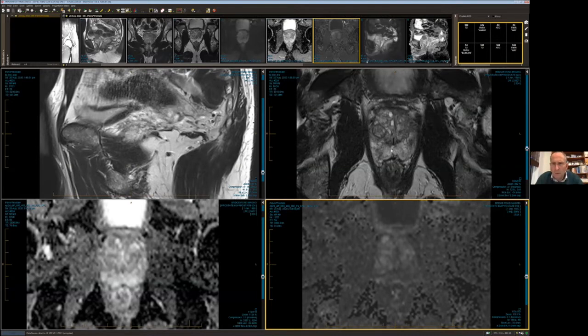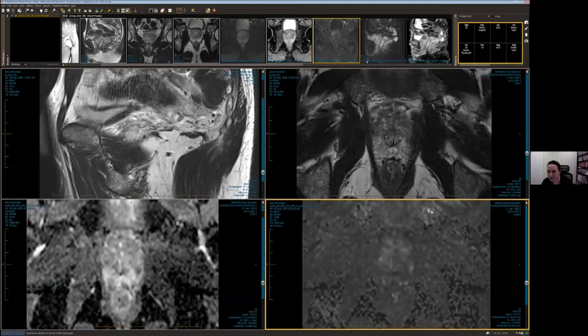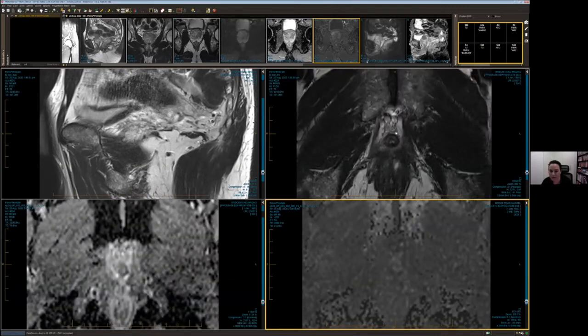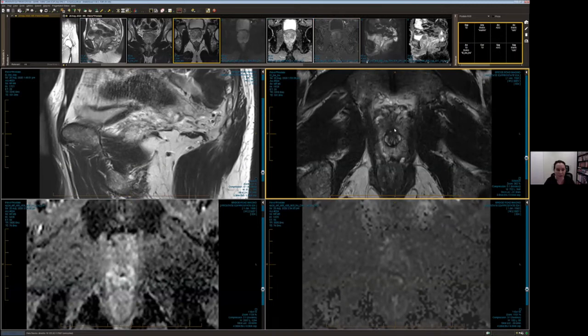Lisa, any comments from you? No, I just scroll down to the extreme apex again on the T2. So just partial voluming there. There's no restricted diffusion anterior to the urethra. I'm presuming that's just partial voluming through a BPH nodule. Yeah, it's only on one slice.